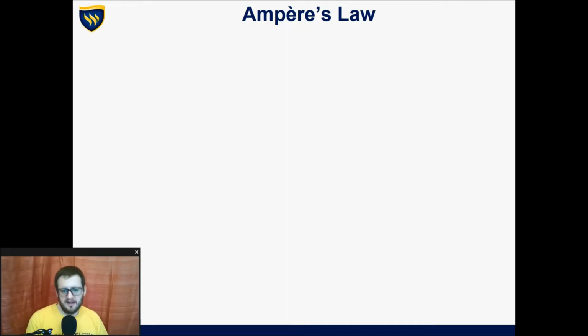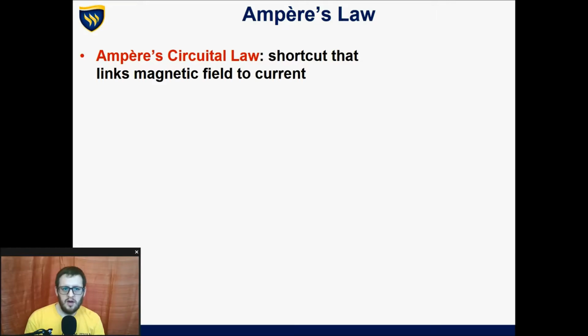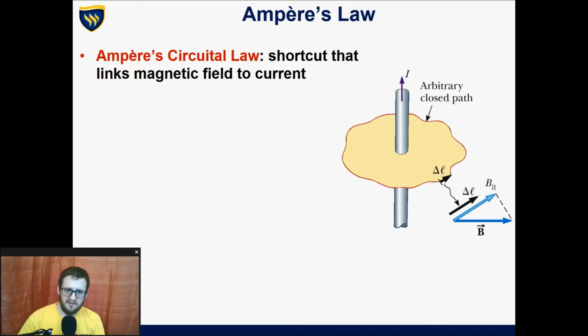Well, we're going to do the same thing here. It's all analogous. We use Biot-Savart's law, that complicated integral formula, to calculate the magnetic field due to some current. It could be some arbitrary wire waving around in space, and we'd have to do that complicated integral using Biot-Savart's law to calculate the magnetic field at some point in space. But now we're going to say, what if we have sufficient symmetry? We can do a trick kind of like Gauss's law. That trick is Ampere's law. So it's a shortcut that links magnetic field to current.